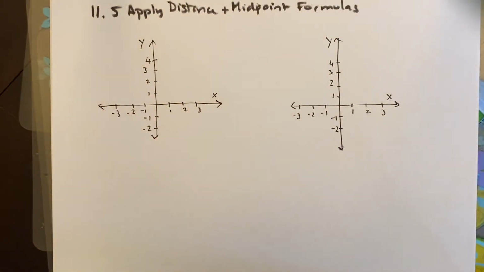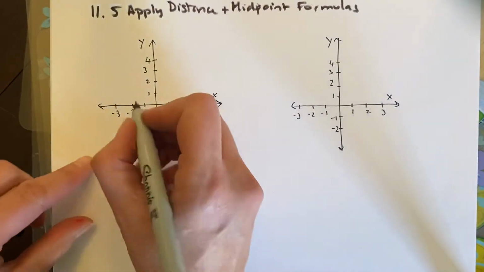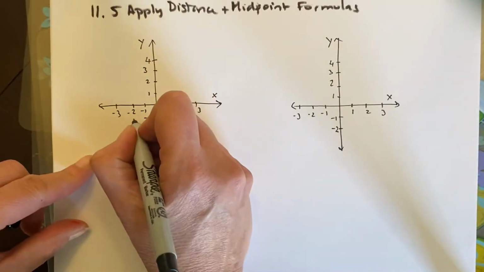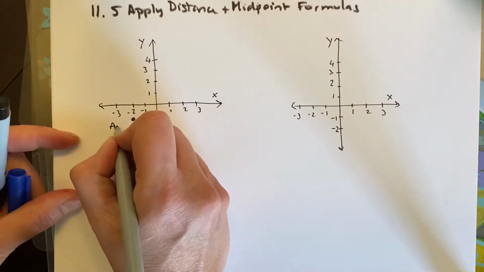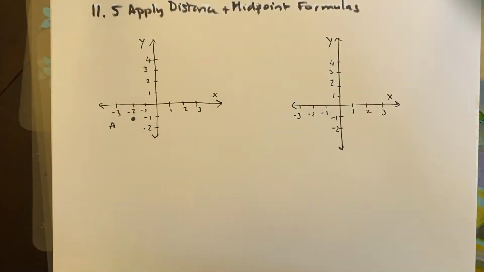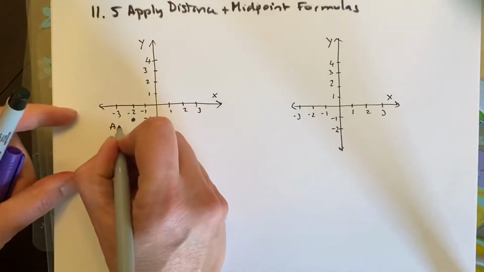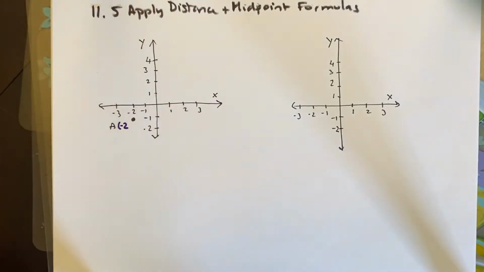Point A is -2, -1. So I'm going to put a point right here, and I'm going to call that A. Actually, let me use a finer marker here. There we go. -2, -1.